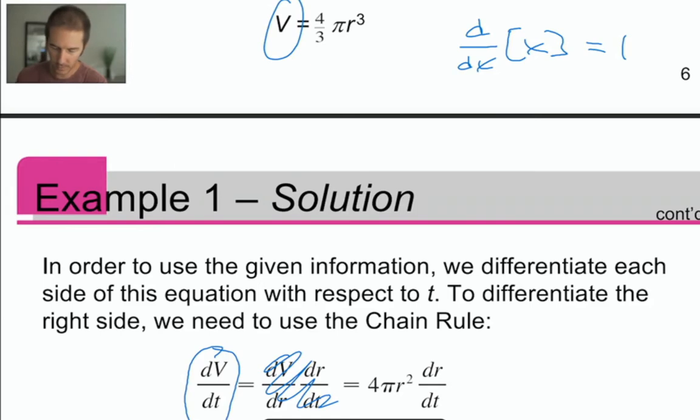At the bottom of your screen, you can see 4 pi. You also see the r variable that's being squared. It was cubed. We subtracted 1. Now the exponent is a 2.